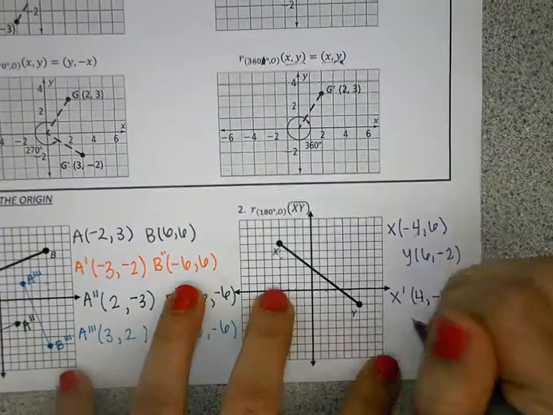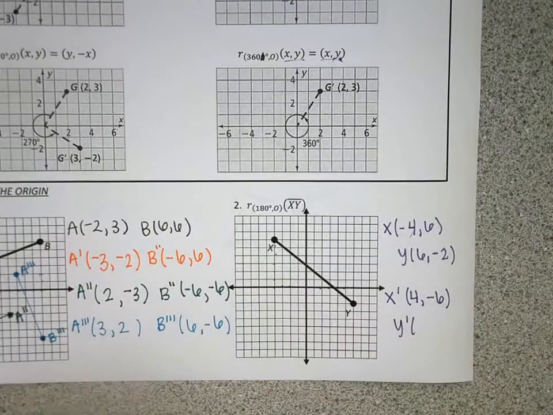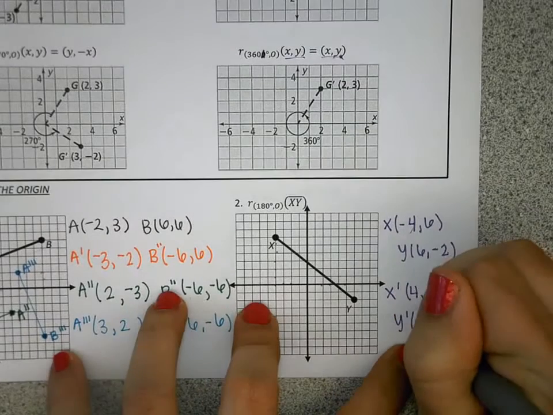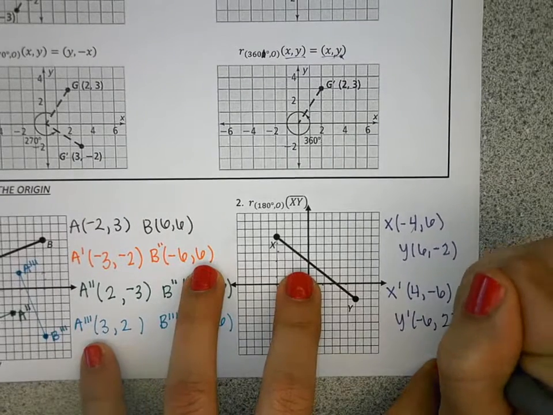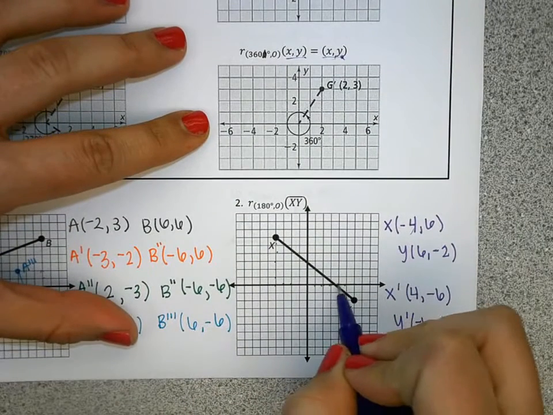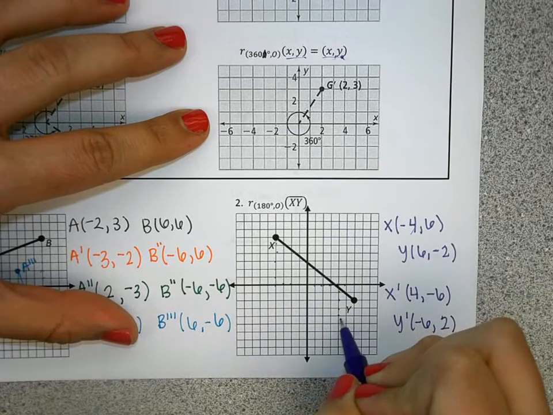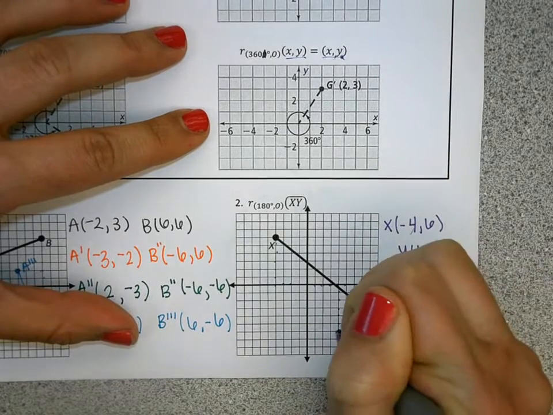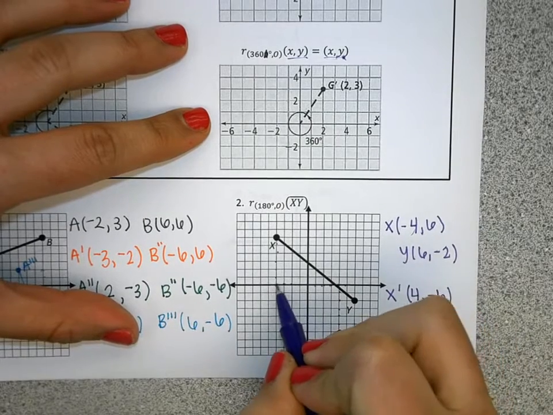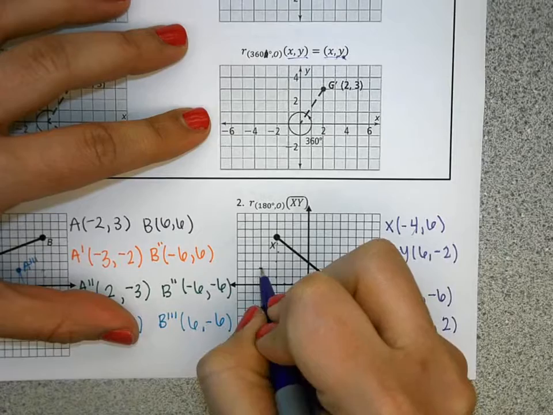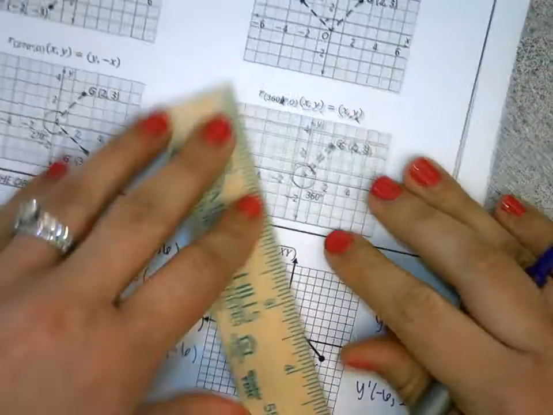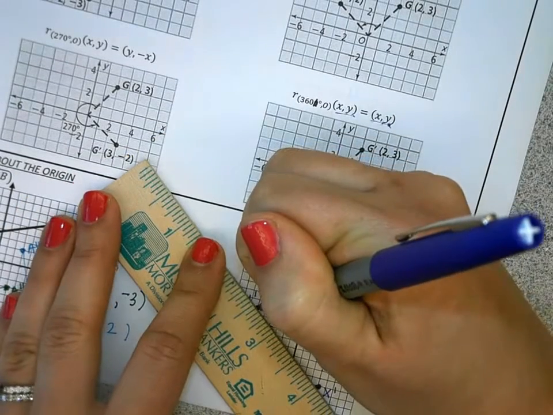And then let's do Y prime. Instead of positive 6, it's going to be negative 6, and instead of negative 2, positive 2. So let's graph it. 4, negative 6. So there's X prime, and Y prime would be negative 6, positive 2. Hey, it's like parallel lines. They are parallel lines.